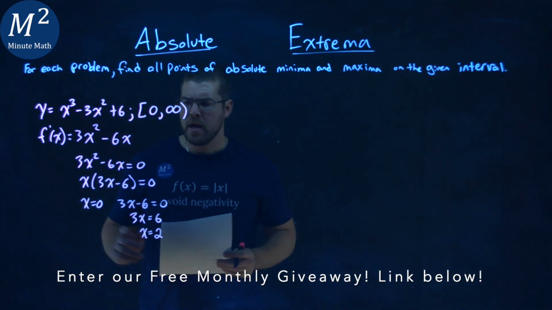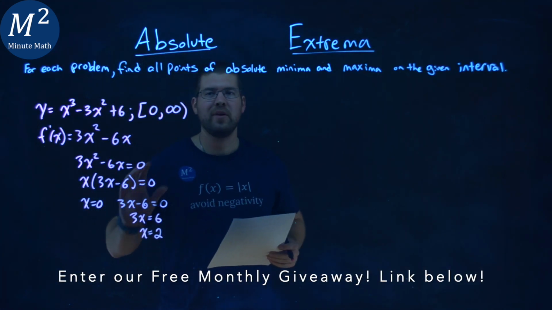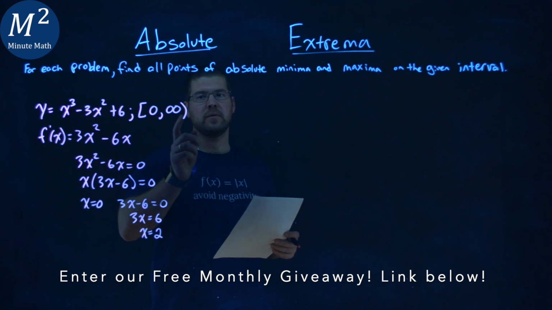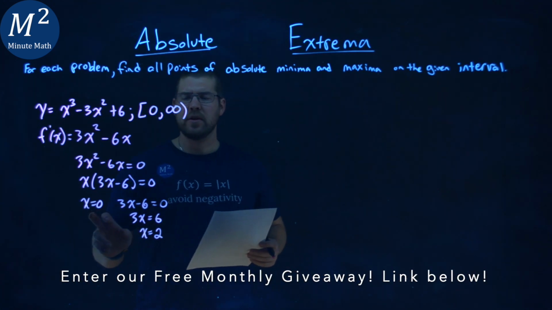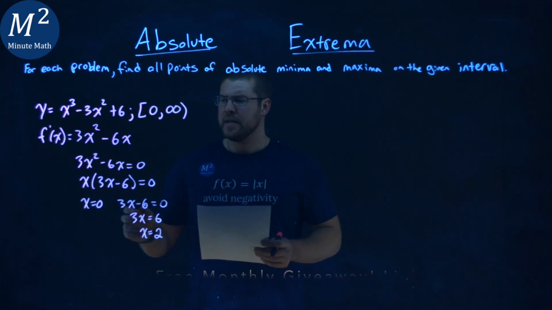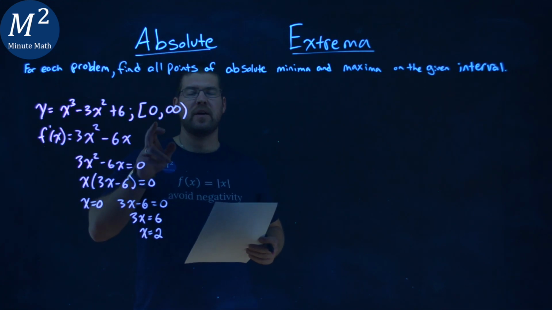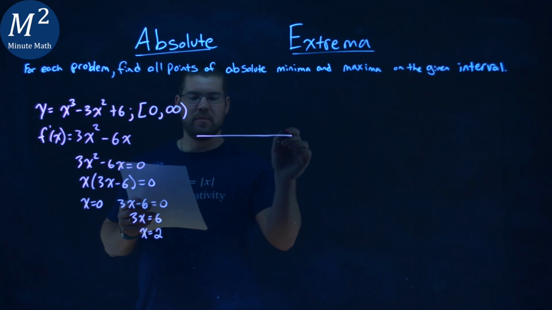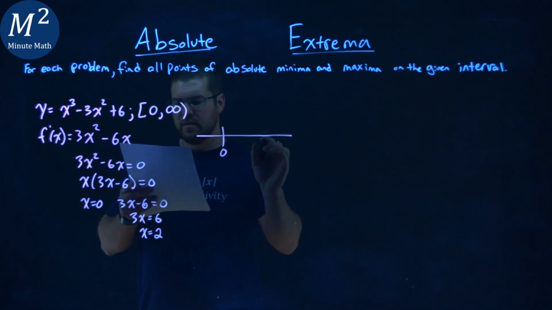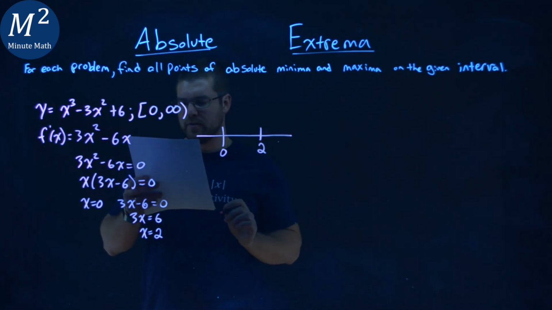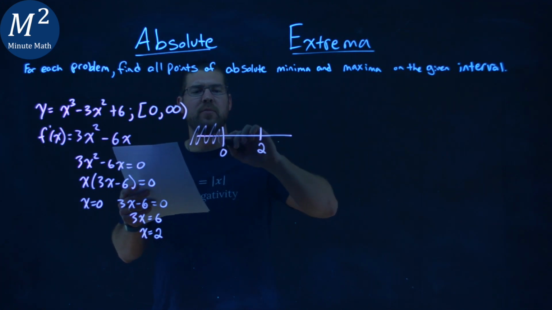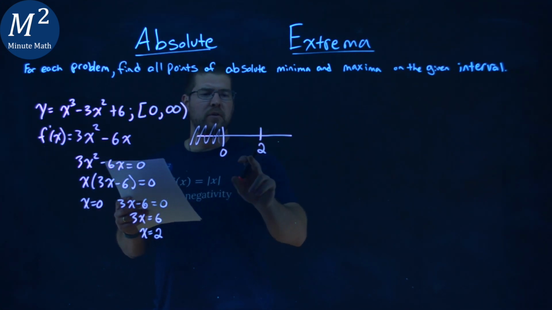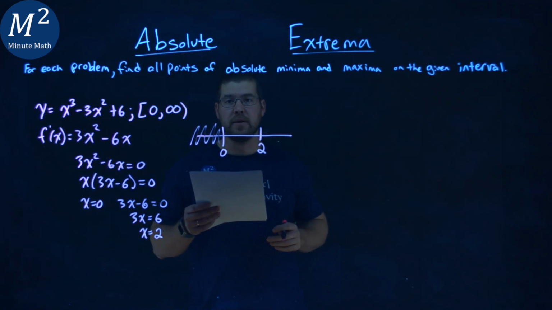Now both of these critical values are within our interval from 0 to positive infinity, but it's going to be a little different when we do the first derivative test here because we don't have any values less than 0 within the interval. So I like to do this when I draw it sometimes, just to show you what we're doing here for the first time, but then I cross this off. This part doesn't matter. We have 0, we have 2, and we go to positive infinity.